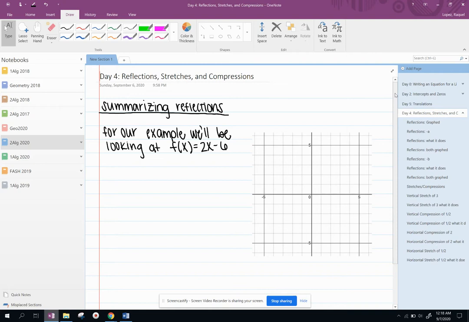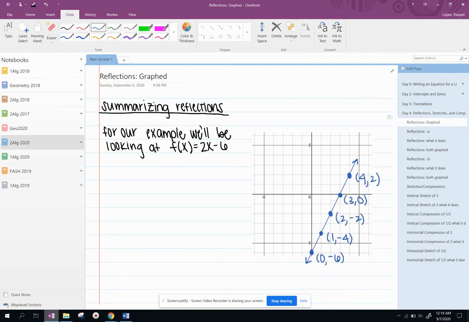Okay, so we're going to start off by summarizing reflections. And for this example, we'll be looking at f of x equals 2x minus 6. Hopefully you'll see that and recognize that it's a linear equation. So here it is graphed, and I've gone ahead and labeled the points because that's going to help us later. Okay, so now let's take a look at reflection.